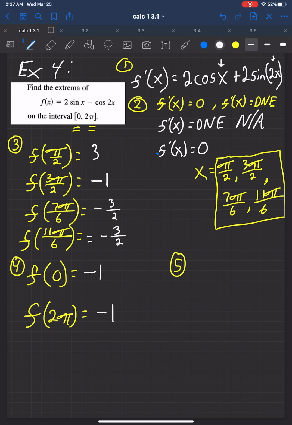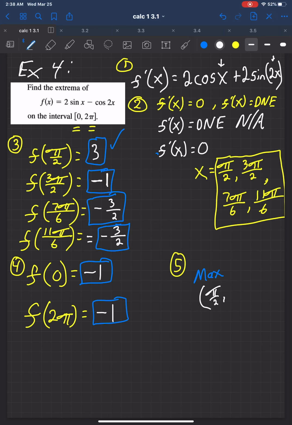Okay. So at this stage, the idea or the game is for you to look at your various y values and make a claim about the minimum and the maximum. Well, let's start with the maximum. So the maximum value that I see is 3, right? Assuming all my arithmetic is correct, then the max is when x is pi over 2, y is 3.